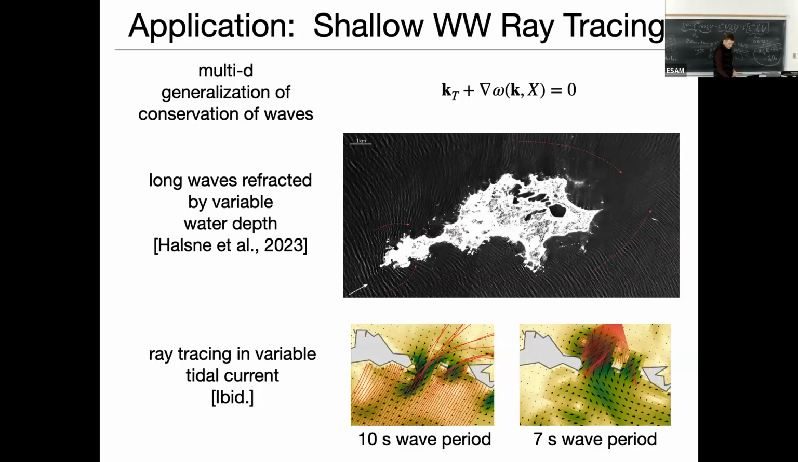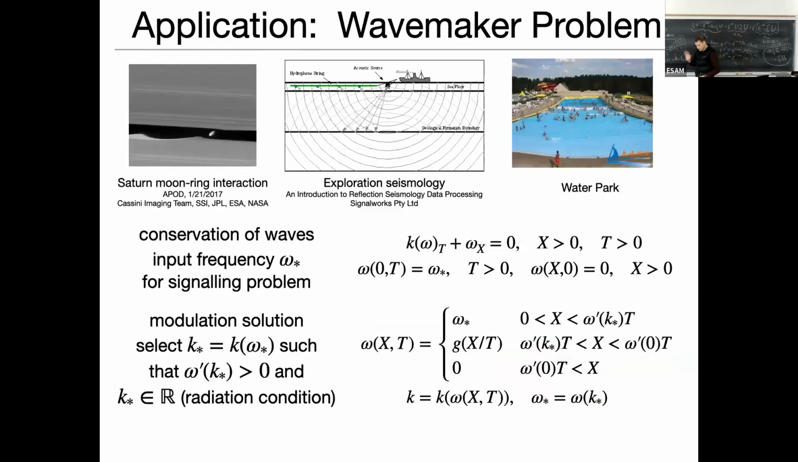Okay. So let me take that simple linear theory and apply it to a problem that I'm going to revisit again. So this is the wave maker problem. You have a lot of situations in which you have a source or a boundary at which you either want to or you observe the generation of waves. And here's a few examples. And we can model that with our wave theory of waves by taking this equation and now giving what we call a signaling problem. So we have no waves initially, and then suddenly we turn on some non-zero frequency at a boundary.